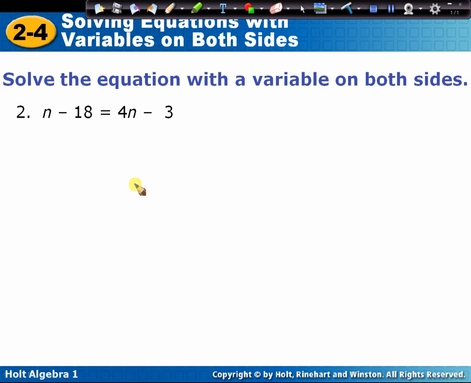The very first thing we're going to do is come into the problem and fix it so that it's a little bit easier to work in a couple of ways. First thing I want you to do is put a 1 in front of this n. The next thing you're going to do is add the opposite and change this to a plus sign and make this a negative 18.